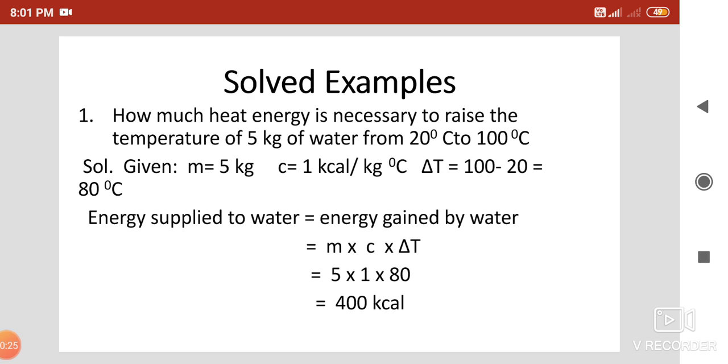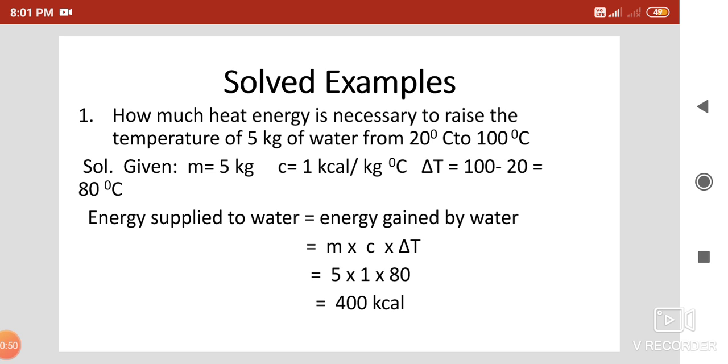Let us see the first example. How much heat energy is required to raise the temperature of 5 kg of water from 20 degrees Celsius to 100 degrees Celsius? Here the specific heat capacity will be mentioned to you, and the specific heat capacity of water is 1 kilocalorie per kilogram degree Celsius.